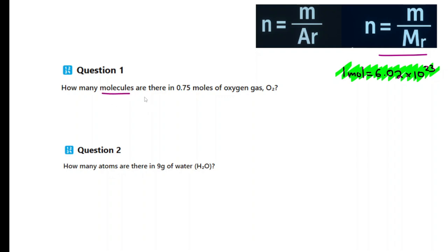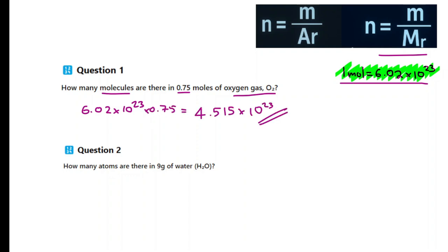How many molecules are there in 0.75 moles of oxygen gas, O2? Now we know 1 mole is this many. So 0.75 moles, all you need to do is the Avogadro's constant multiplied by 0.75. You have that many molecules. So the answer is 4.515 times 10 to the power of 23 molecules.